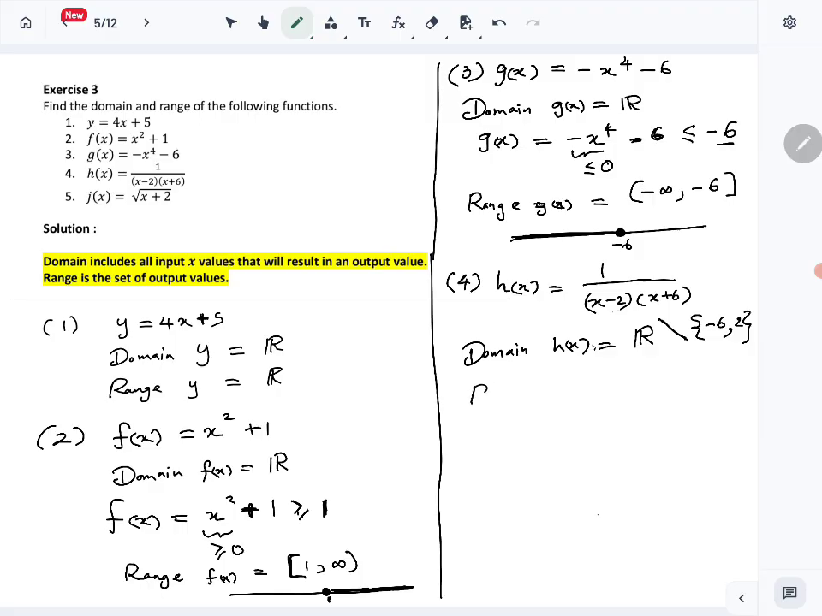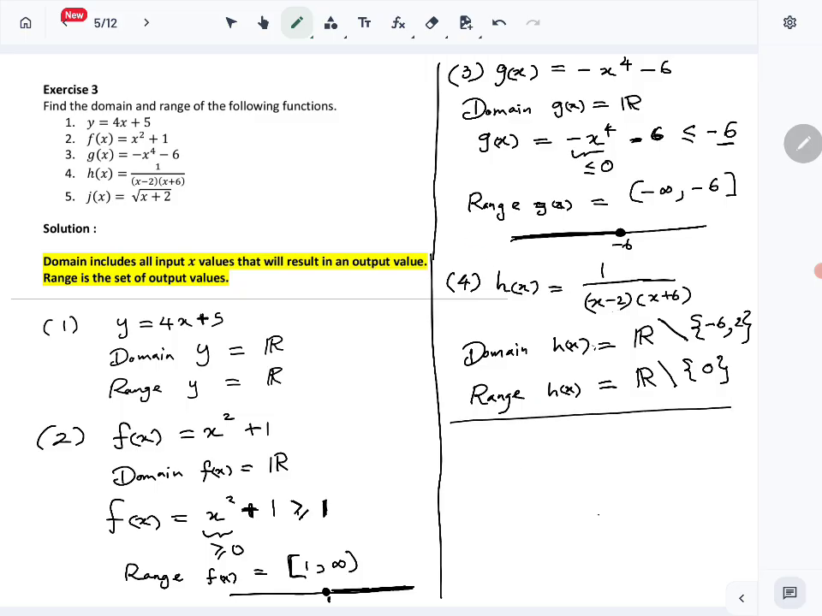What is the range? Can I create any output? There's an output I can't create because the numerator is always 1. I can't get 0 as an output. Why? The only way a quotient becomes 0 is if the numerator is 0. But here the numerator is always 1. So the only output I can't create is 0. So the range is all real numbers except 0, right?